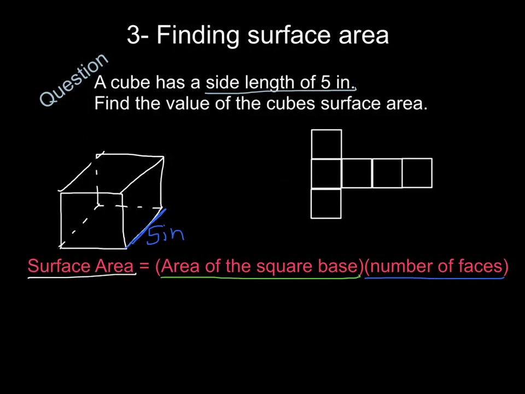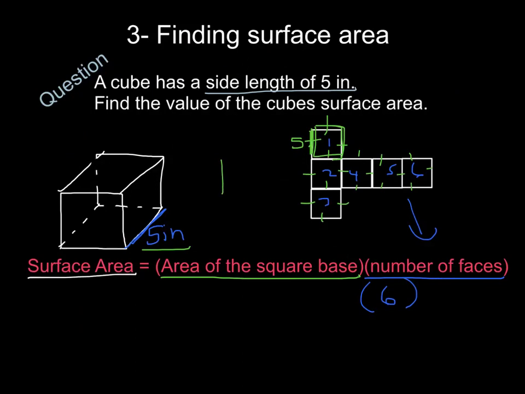So if we look at our net, we have 1, 2, 3, 4, 5, 6. We can even number them. So we know that our number of faces happens to be 6. Now, we want to find the area of one of our square bases. Since we know that one side length is 5, we know that this side length right here must also be 5 inches. Since these are all congruent squares, each and every one of these lengths happens to also be 5 inches.